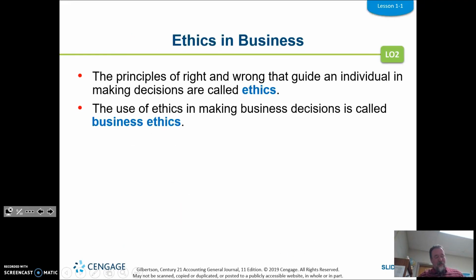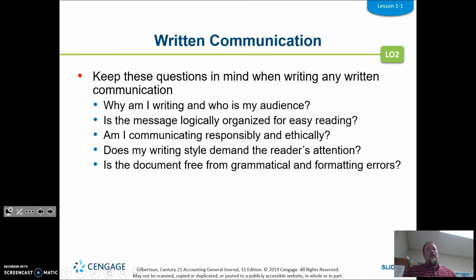Next thing we're going to talk about here is business ethics. Now, the principles of right or wrong that guide an individual in making decisions are called ethics. So when you make a decision, you're actually choosing between kind of a right or wrong, and a choice will always have that. Now, when you're using those ethics in making business decisions, those are called business ethics.